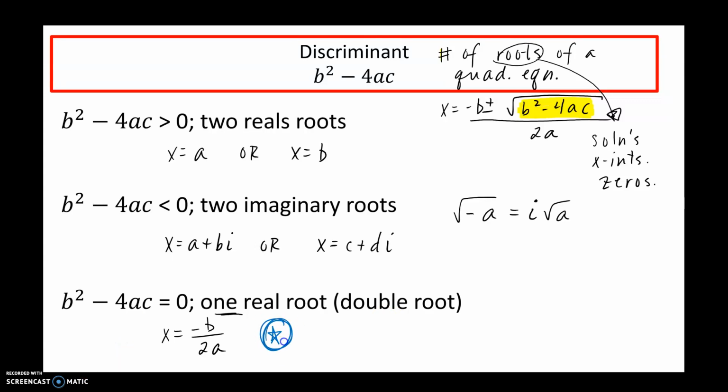This is a special expression. Does anyone remember what this finds for you, that negative b over 2a?